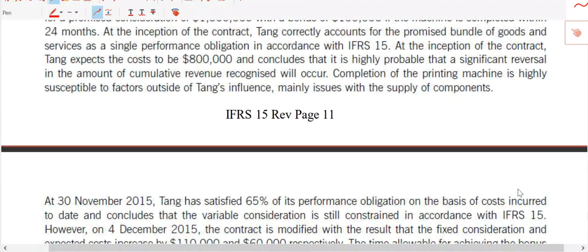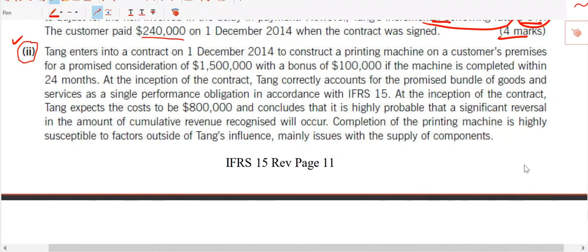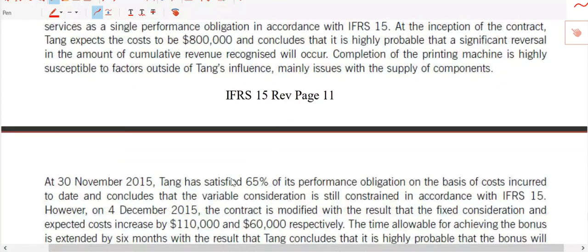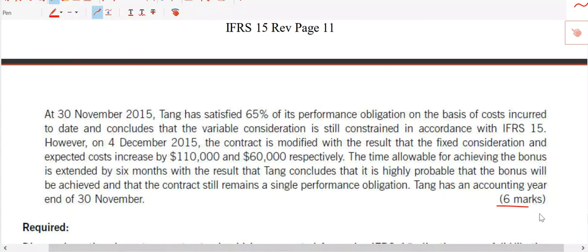Now, it is worth talking about this kind of nonsense that we get very long questions here, but we get only 6 marks. No, we don't really get this kind of things very often, but from time to time, you will get it.